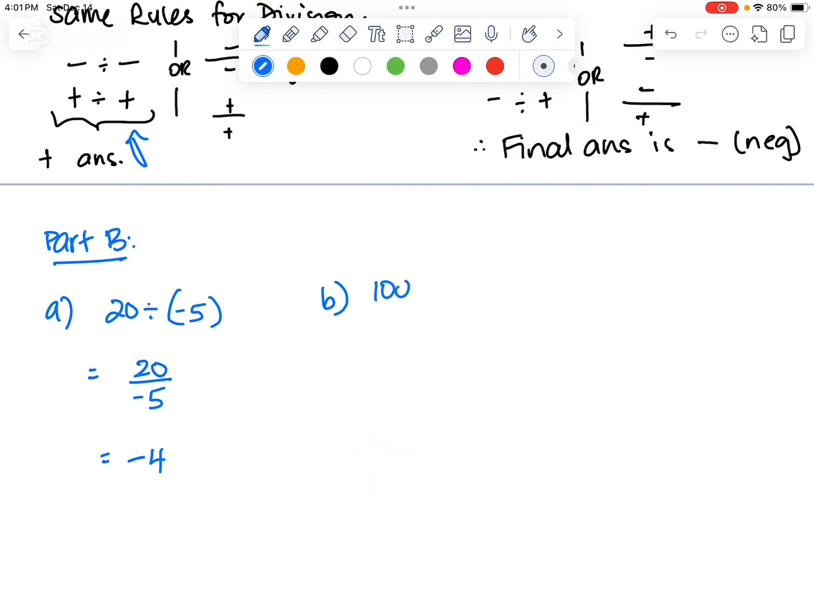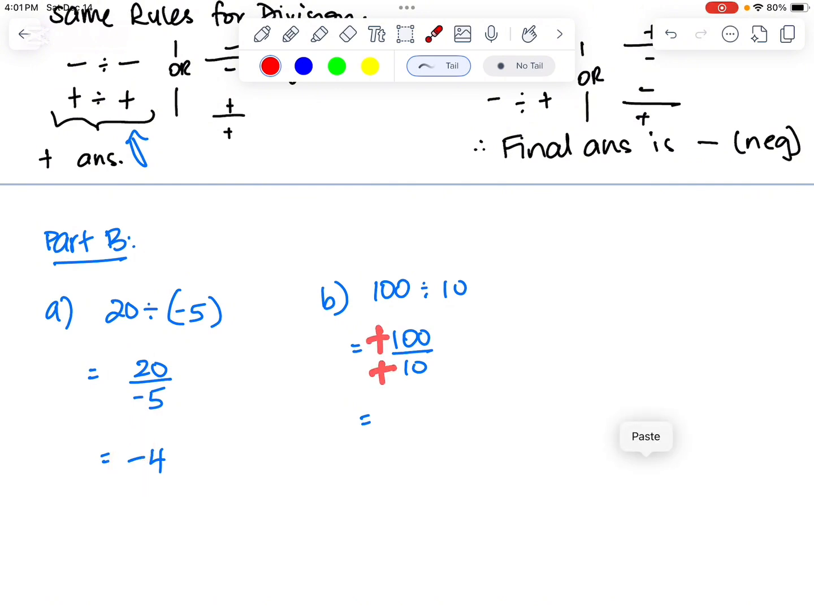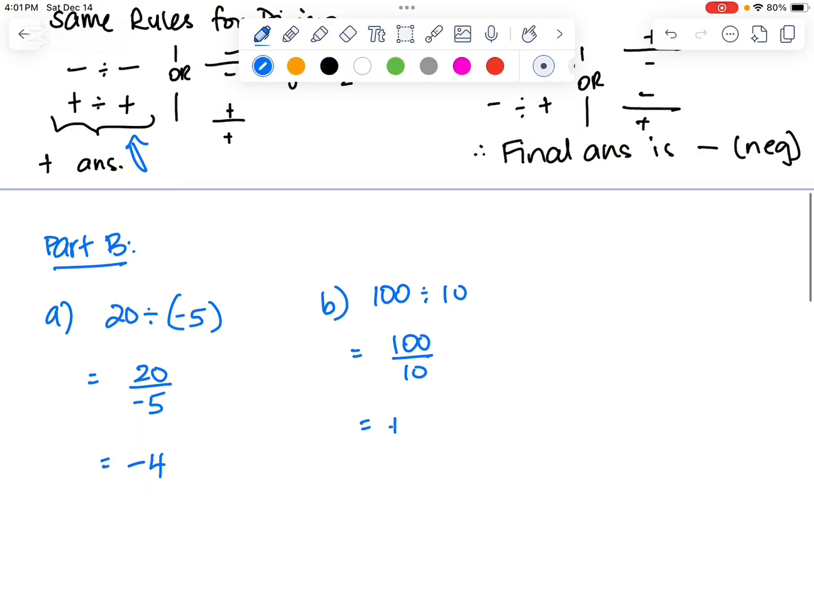So let's say I have 100 divided by 10. Well, if we wanted to rewrite it, we could write it this way. And again, the way we do it is, I'm going to switch the order. I'm going to do the sign first, then the number. I've got a plus and a plus. Both signs are the same, so my final answer is positive. And then 100 divided by 10 is just 10.